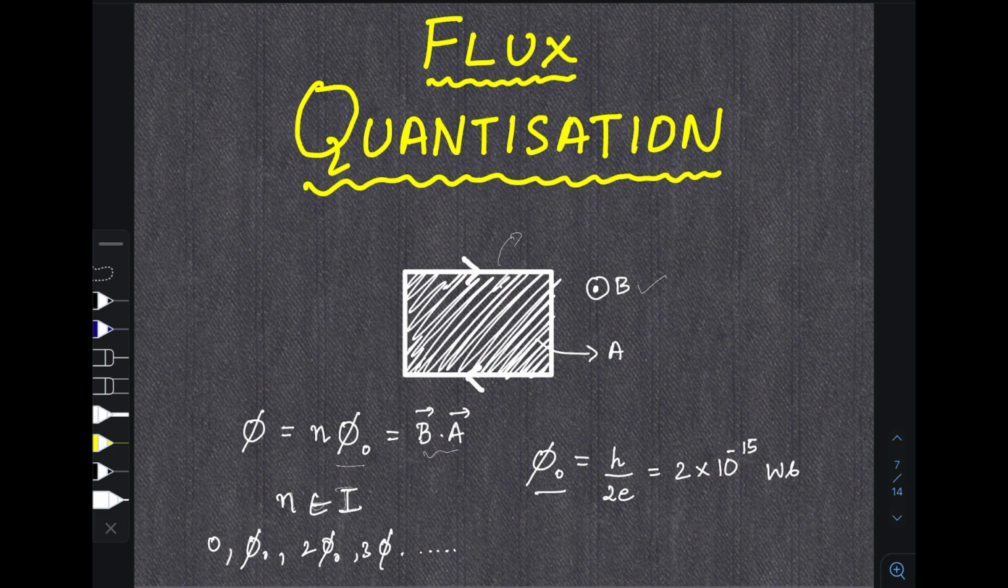As we can see, phi naught can be calculated using Planck's constant and the charge of the electron. We can also see that the phi naught value is very small, in the order of 10 to the power of minus 15 Webers.